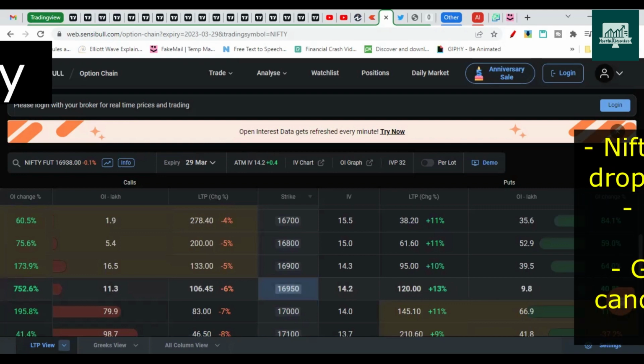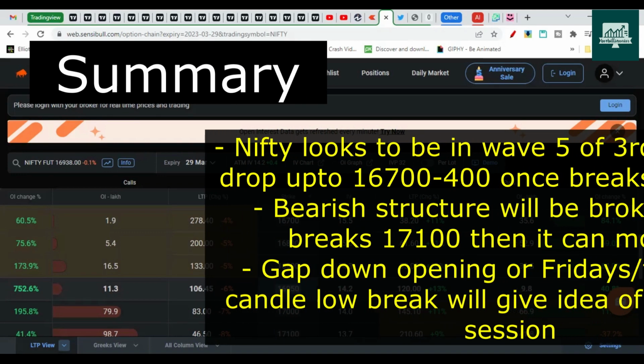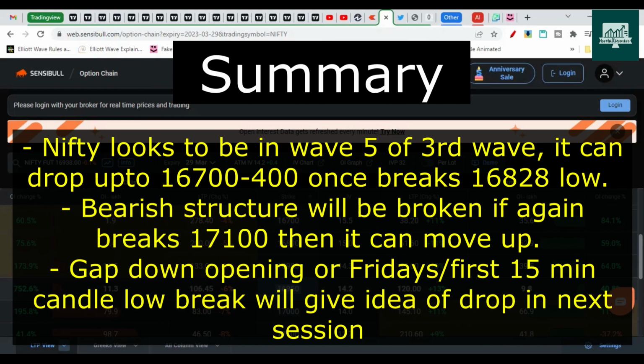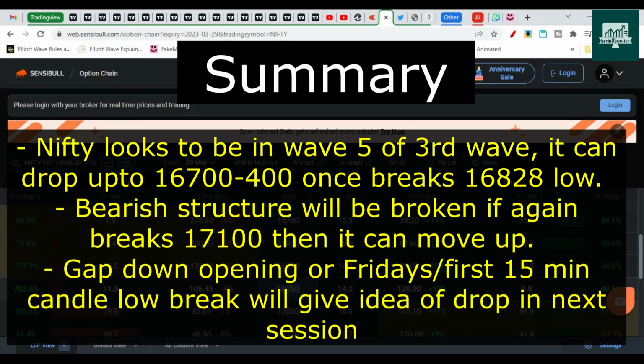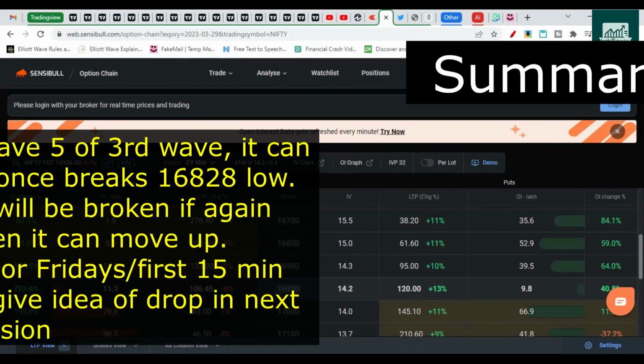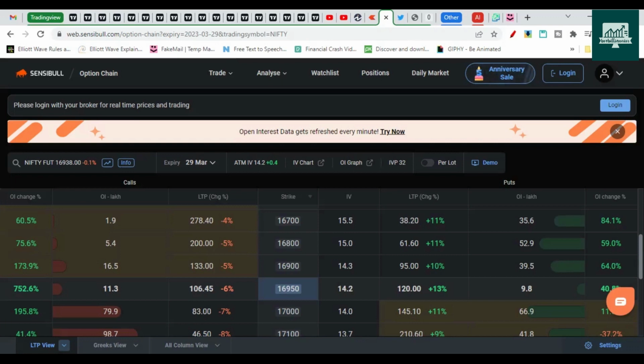So that's all on the Nifty's Elliott wave analysis, option chain analysis, and price action analysis. I'll add the summary here, which will give you what we discussed so far in this video.